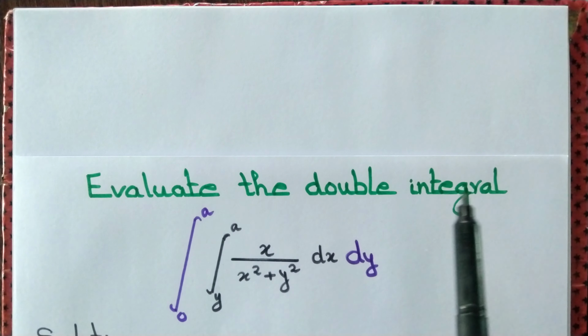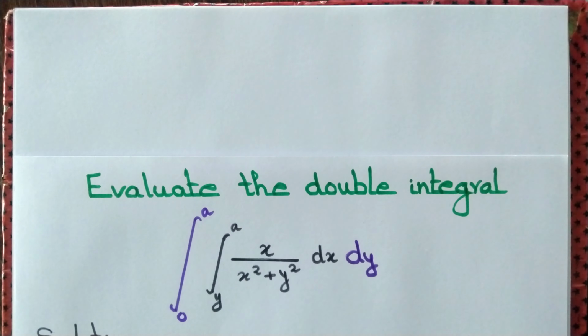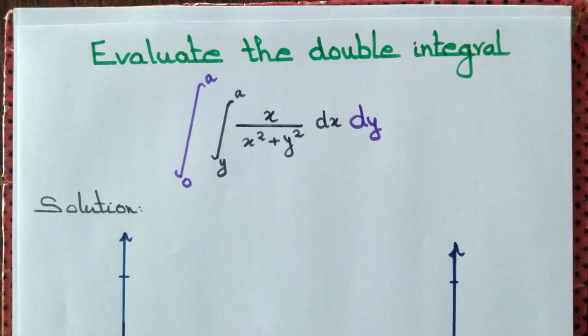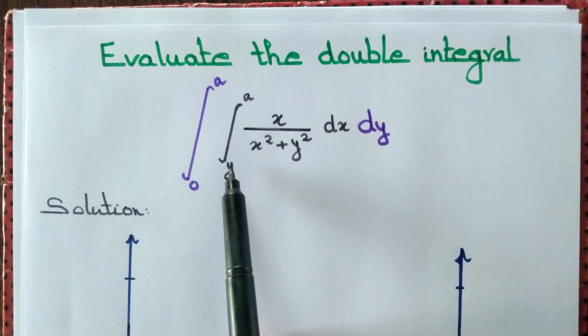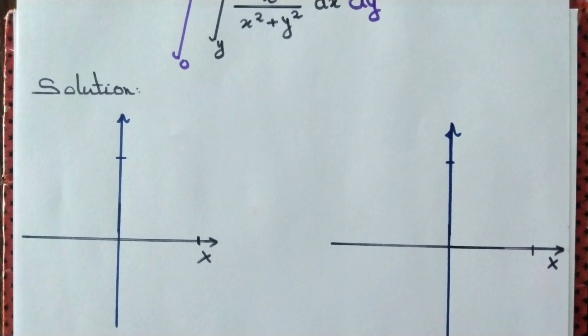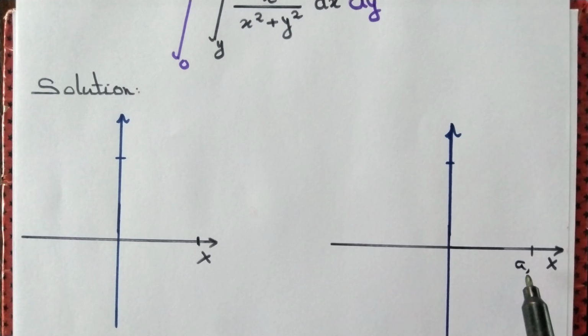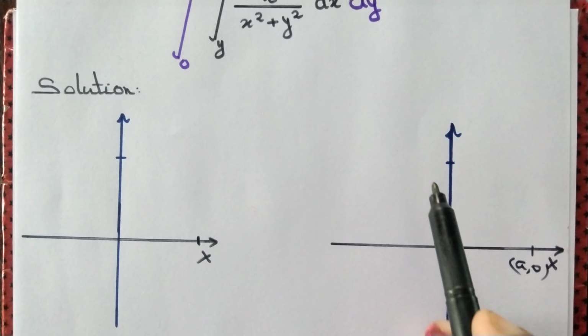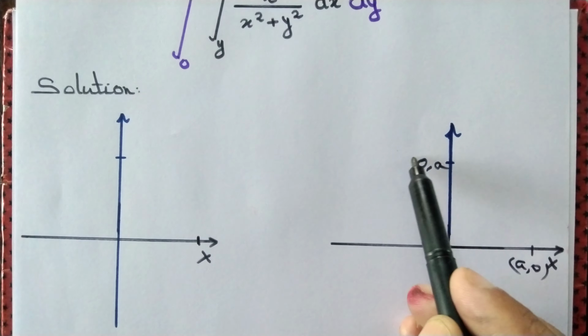Let us evaluate the double integral. We will do it by changing the order of integration. Observe that x is changing from x equal to y to x equal to a. Let this point be a comma 0 and let this point be 0 comma a.